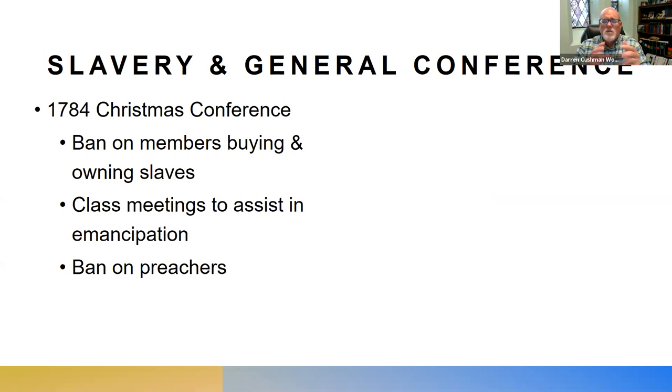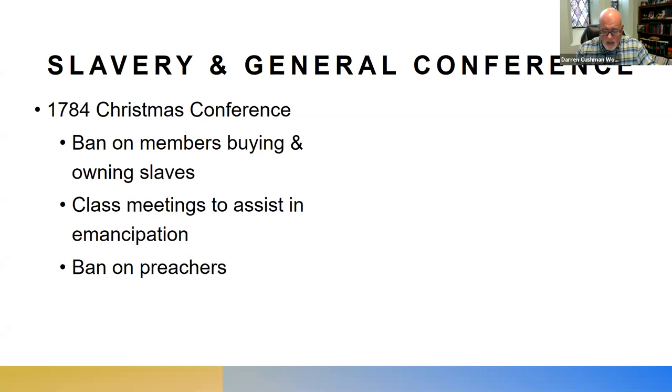They also said that as a part of your class meeting, if you have a slave, the class was to assist you with the emancipation within a year, helping you work out a plan of manumission. And of course, there's a ban on preachers owning or buying slaves as well. So this is a very anti-slavery stance, and it had real teeth to it.